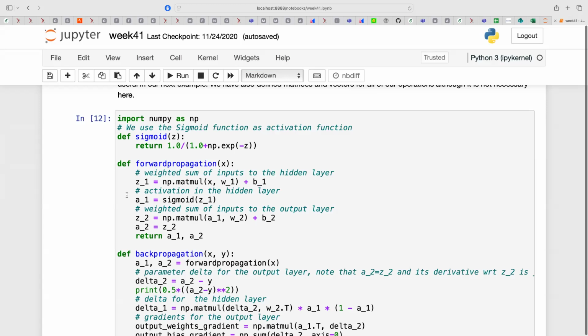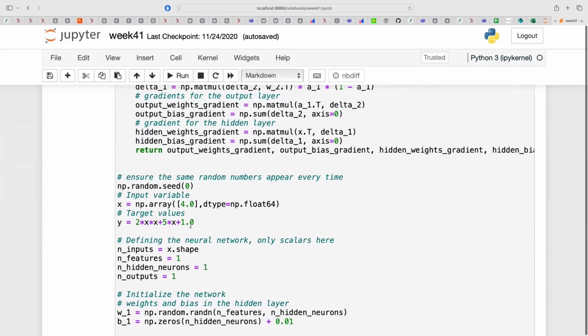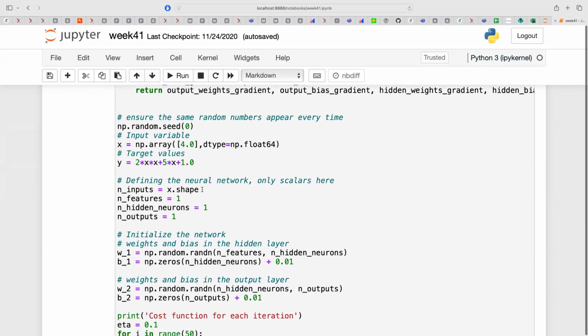And later, if you just scroll down, I'm using the sigmoid as activation function. So this is my first output. Now the first input to the sigmoid function, and you see I have a matmul with X and the weights plus the bias. And now these are all quantities here, all scalars. And then I have some weighted sum of inputs to the output layer, which now gives me Z2 and A2 here. And if you scroll down a little bit, you will now see that I defined the neural network with only scalars. So I have only one feature, I have only one hidden neuron and one output.